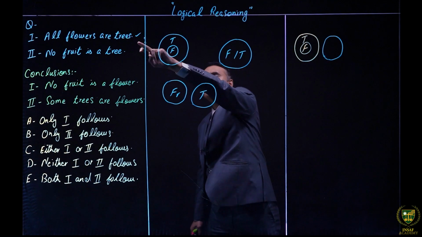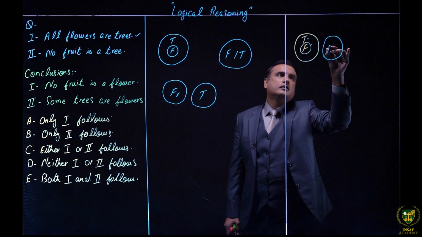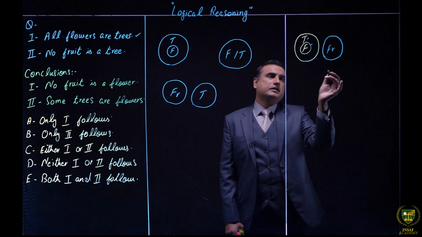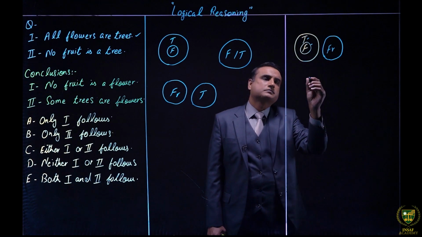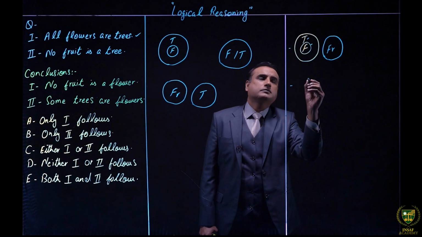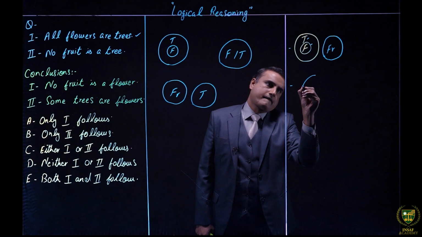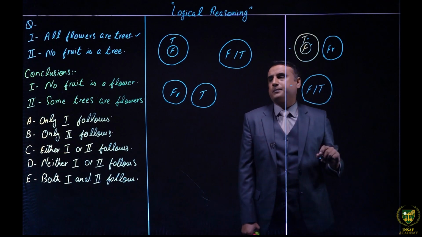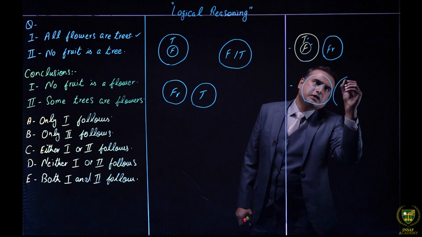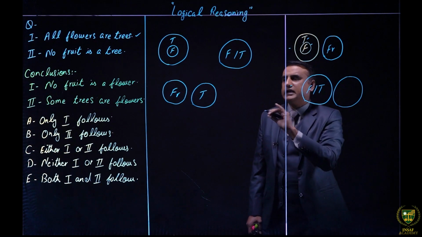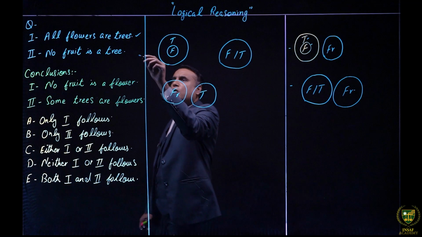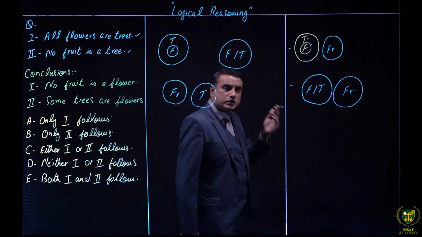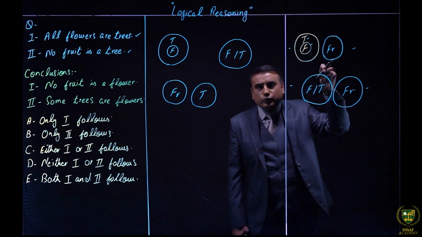Here, all flowers are trees, yes. And no fruit is a tree. That is also okay. But here again, let's talk about the second one. That is flowers and tree. Here again, the fruit section should not intersect with anyone, because no fruit is a tree. So if we intersect it, this statement will be violated. So in both these cases, there must not be any intersection between fruit and trees.